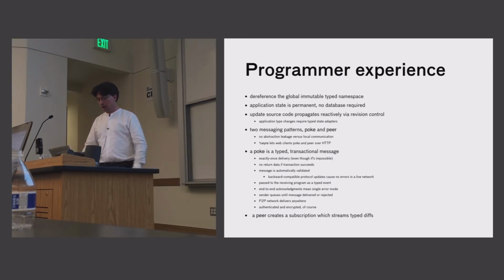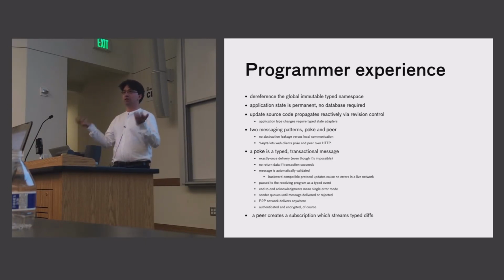If the transaction succeeds, there's no return data. So it's a one-way transaction. Your messages are automatically type checked and validated on the receiving side. You can even do protocol type updates on a live network and not propagate errors to the user. The data that you get over the wire is passed to you typed. You just get it as an argument, and it's a typed value.